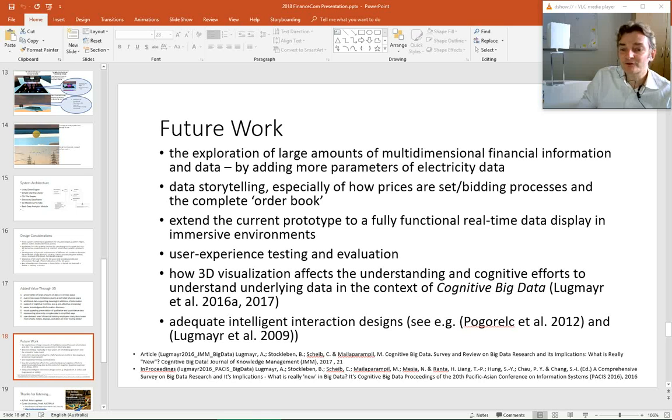We also want to have a full real-time display in an immersive environment. We want to do user testing. We also want to do advanced methods for storytelling, especially, for example, how prices are set, how the bidding processes are done, and how our order book and electricity market can be done. And of course, we are working on how we can increase even the data amount in this display. So how can we add more parameters of electricity data there? So that's a little bit our future work.